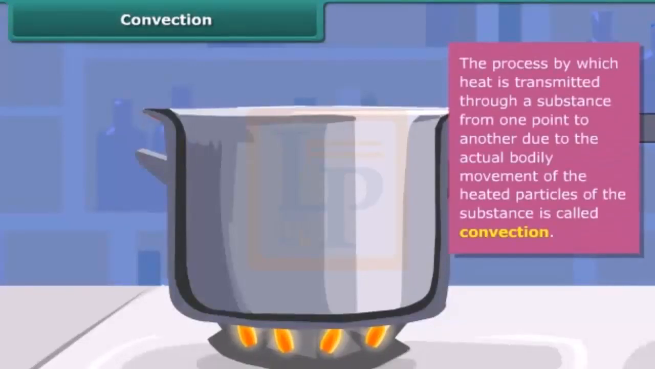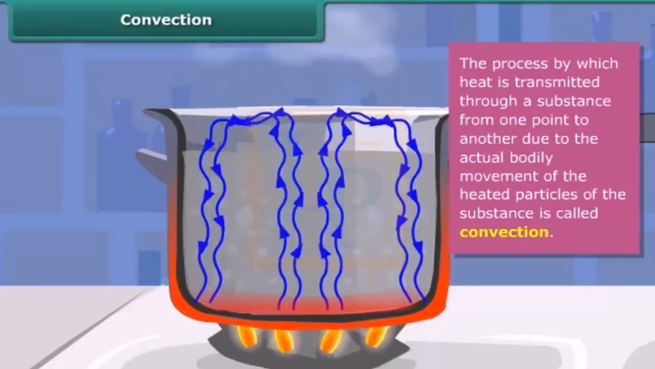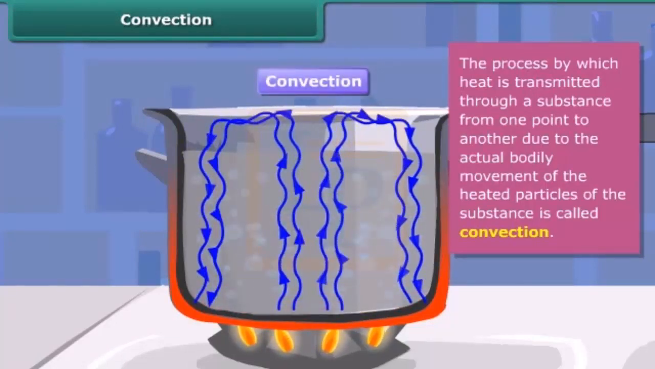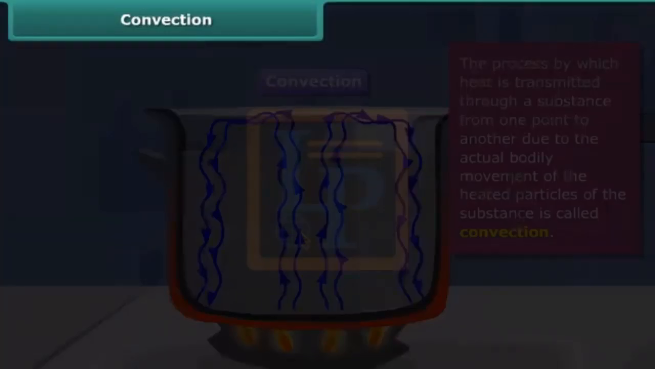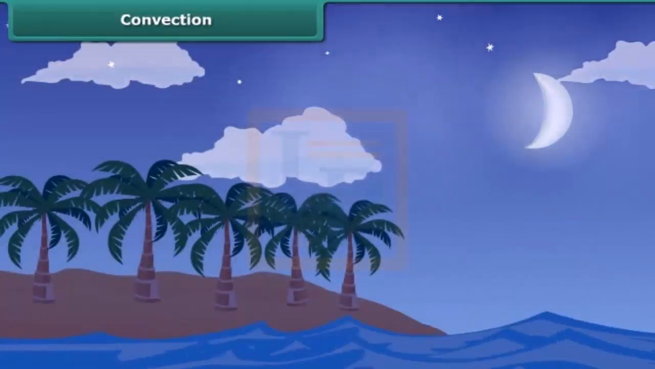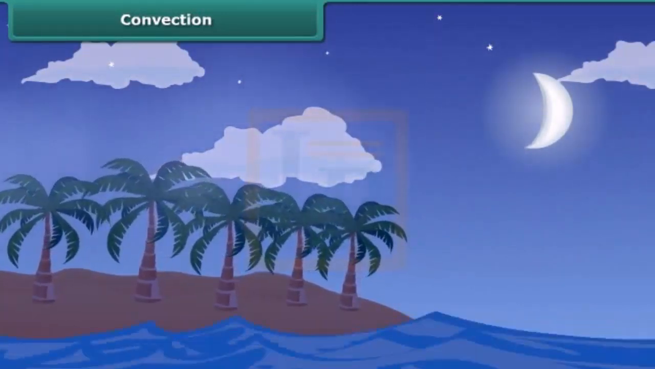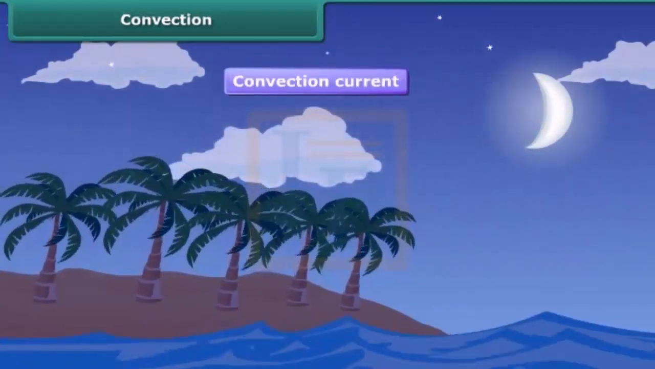The process by which heat is transmitted through a substance from one point to another due to the actual bodily movement of the heated particles of the substance is called convection. Convection of heat takes place in fluids, that is, liquids and gases, and involves the movement of matter from hot regions to cooler regions. In convection, heat is carried by moving gases like air and by moving liquids like water. A movement of air which carries heat from a warmer place to a cooler place is called a convection current.